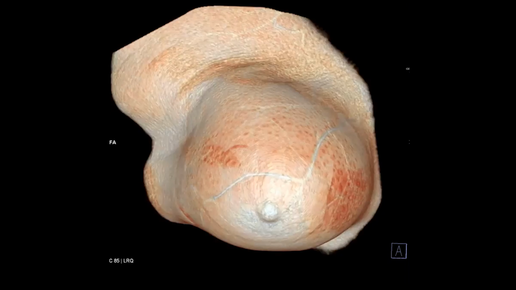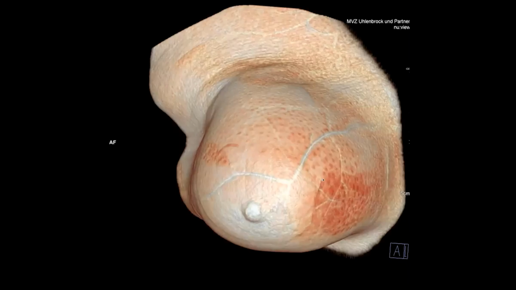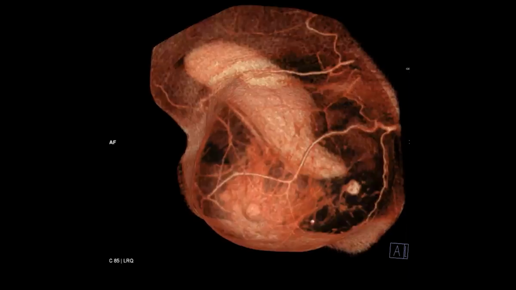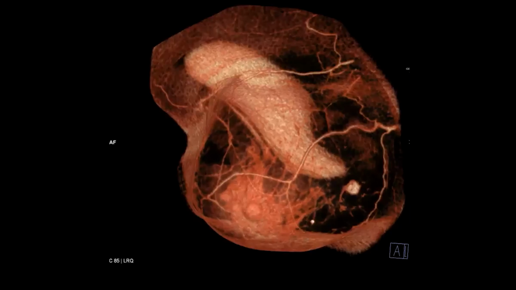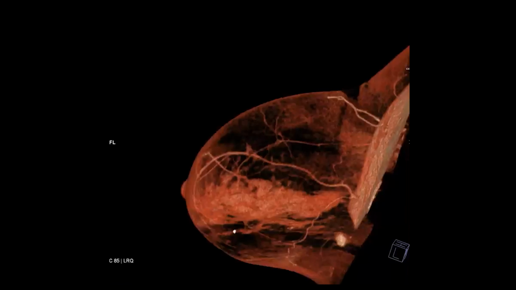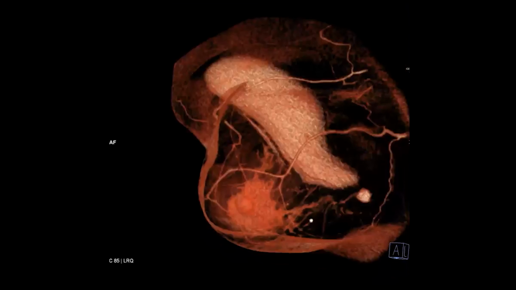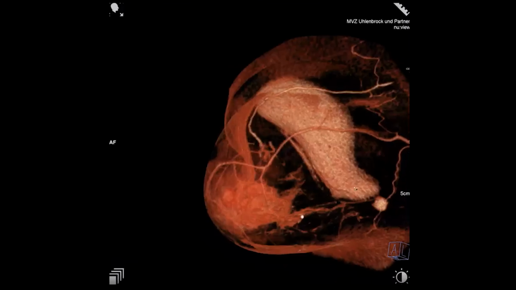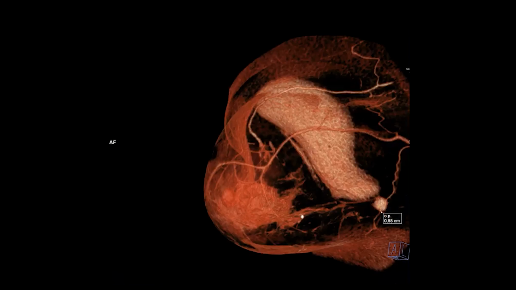But when you take a look at the Mamma CT and you change the parameters, you need only 2 seconds to realize that this is a malignant lesion. It is an unsharp lesion with a heavy intake of contrast. You can measure it right on.